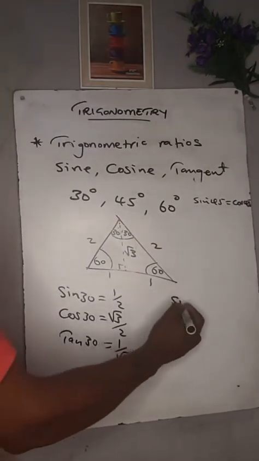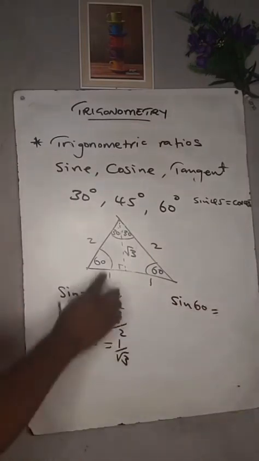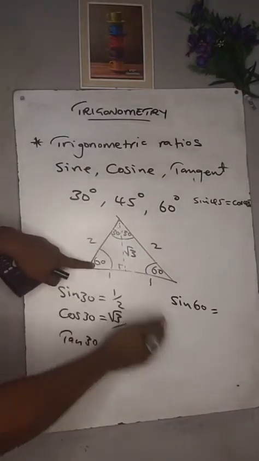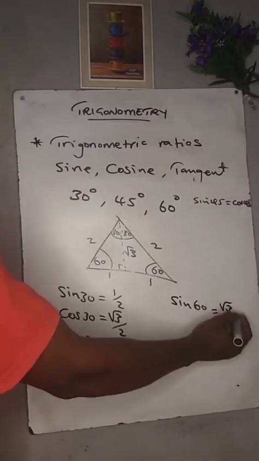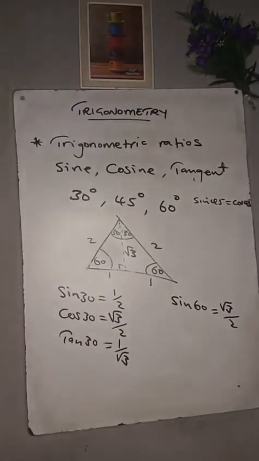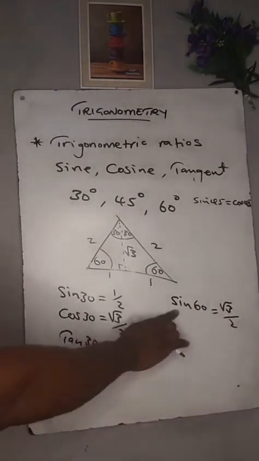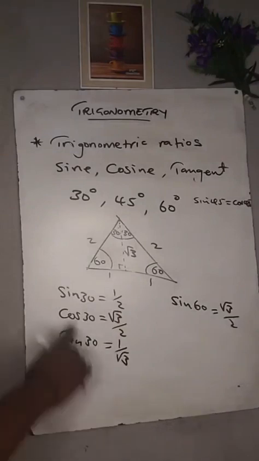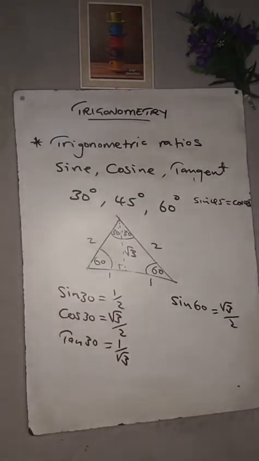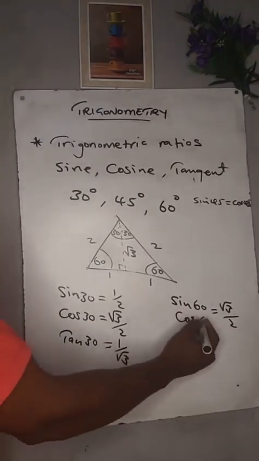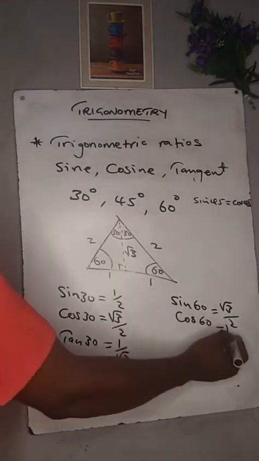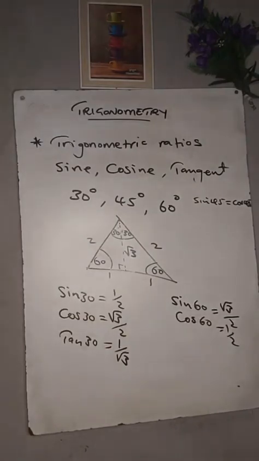How about 60? So sine 60 degrees, we pick this one. So our opposite is that one, our hypotenuse is that, adjacent is that. So opposite over hypotenuse, we have root 3 over 2. So you get to see that our cos 30 and sine 60 are equal. What about cos 60? For cos, it's adjacent over hypotenuse, so it will be 1 over 2. Again, this and sine 30 are equal. Sine 30 and cos 60 are equal.